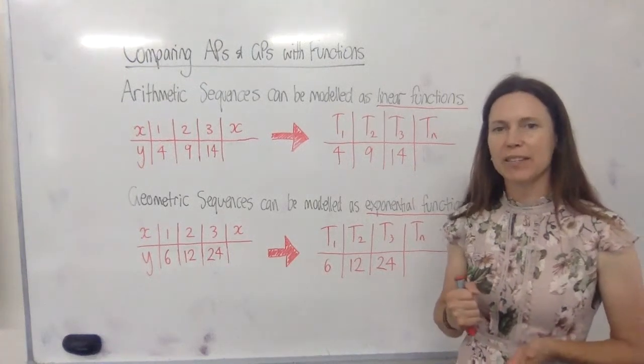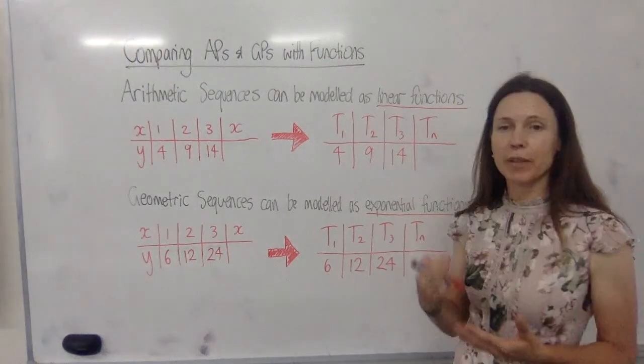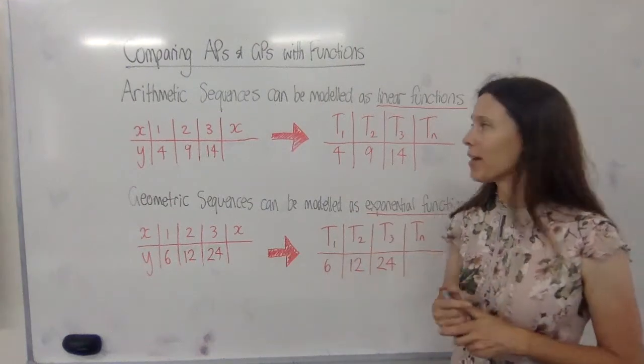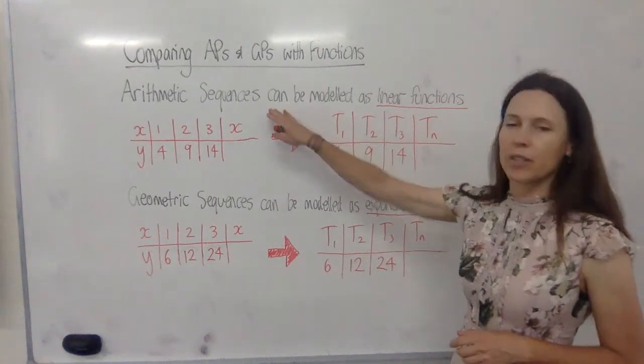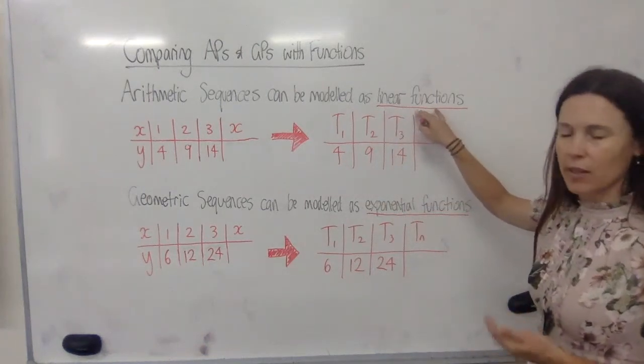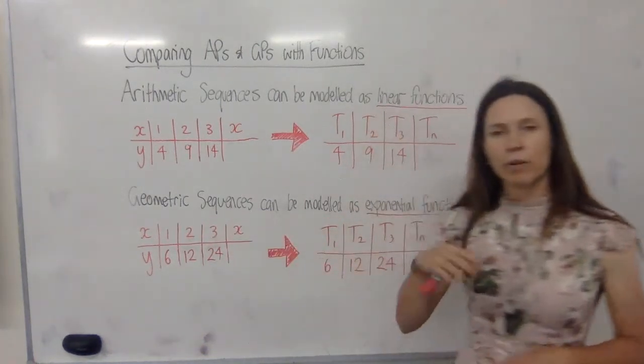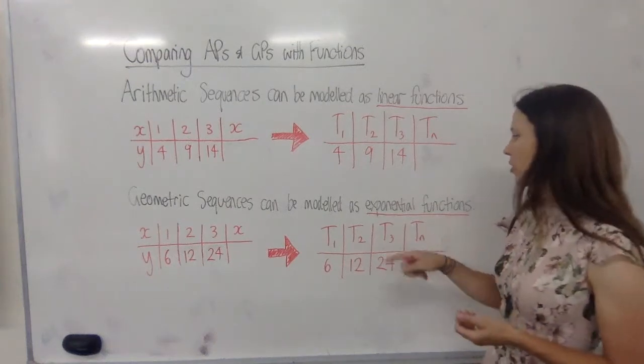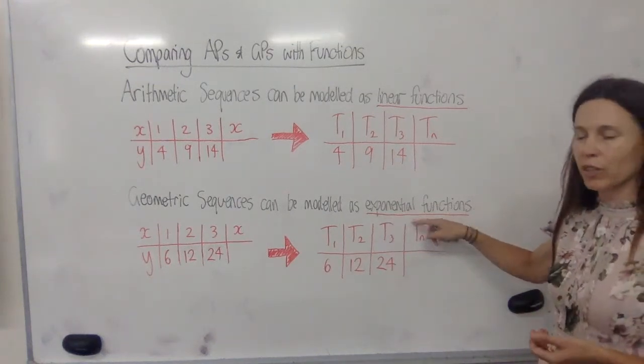We can compare APs and GPs with functions. They've got a lot of similarities and each of them can help us with the other. So arithmetic sequences, where we're adding a common difference every time, can be modelled as linear functions. And geometric sequences, where we're multiplying every time by some common ratio, can be modelled as exponential functions.